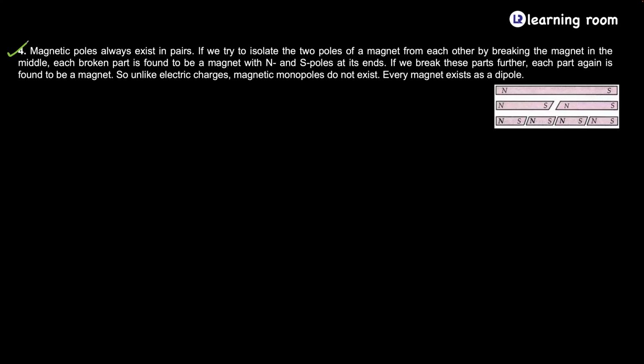This is another important point. Magnetic poles always exist in pairs. If we try to isolate the 2 poles of a magnet from each other by breaking the magnet in the middle, then each broken part is found to be a magnet with a north and a south pole at its end. If we break these parts further, each part again is found to be a magnet. So unlike the electric charges, there is no concept of magnetic monopole. Magnets always exist in the form of a dipole. Di is 2, pole is polarity.